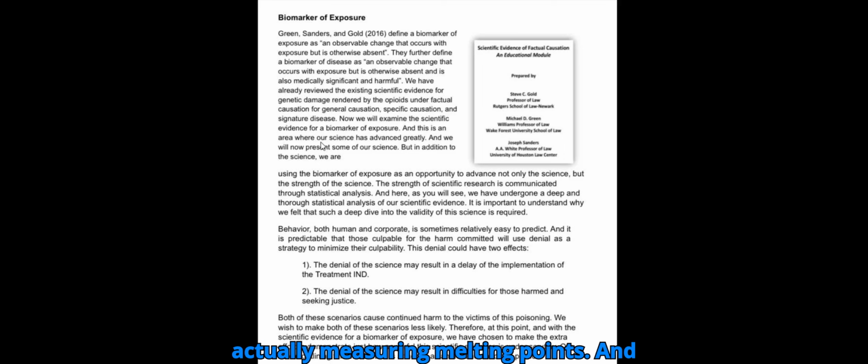We're actually measuring melting points. What we found is that for about 7 out of 10 people, we can give you a real solid answer: you're either positive or strongly positive. For about 3 out of 10 people, the melting point's too close to normal, and we can't see the signal through the noise. So for about 70% of the people, we can get you a definitive answer.